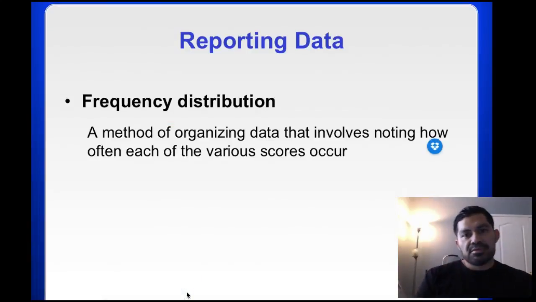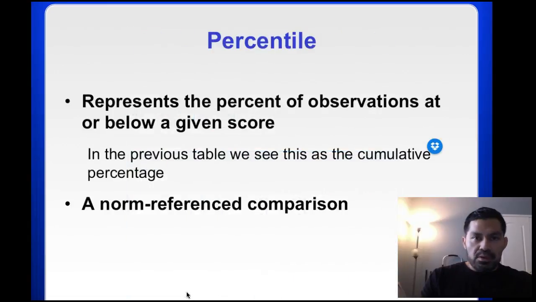All right, let's skip over to reporting data. So here we can do this through frequency distribution. So it helps us observe or actually get a better perspective of what our scores are actually doing or what they're saying. So a percentile, which represents the percent of observations at or below a given score. So this would be a norm reference comparison, which compares your score to others. So that's why you can put your score into a percentile.